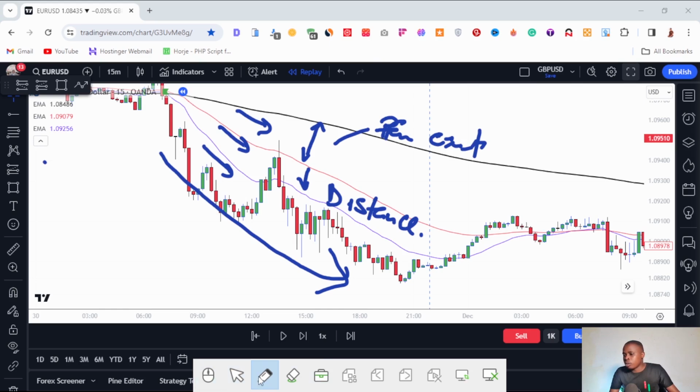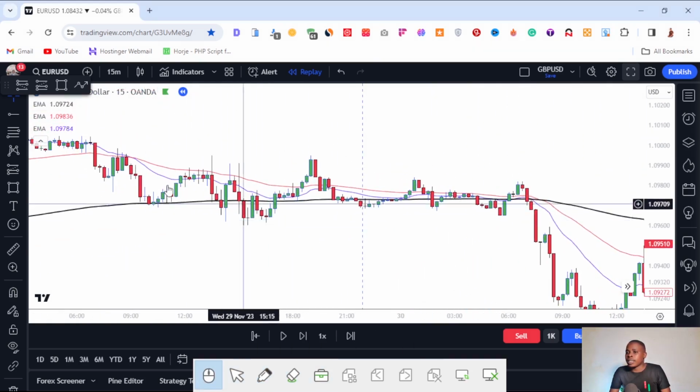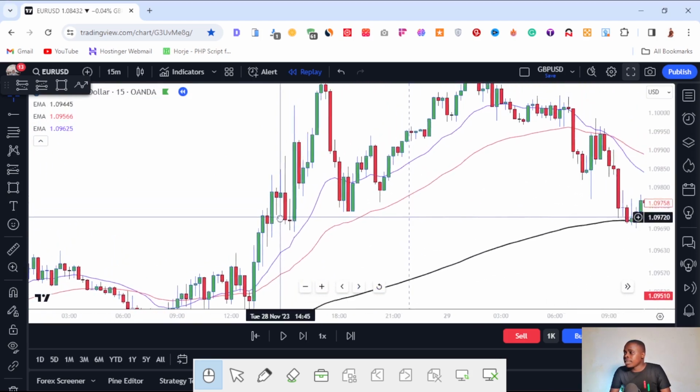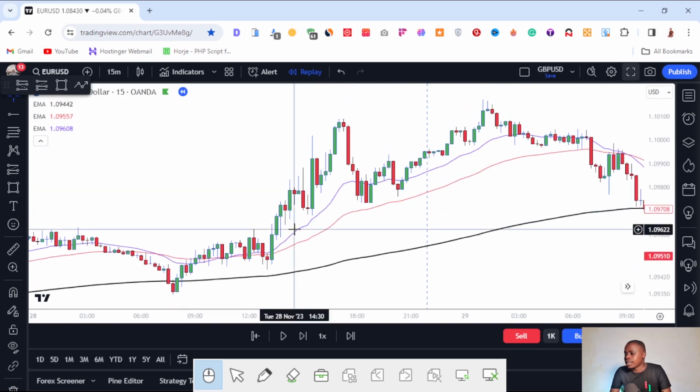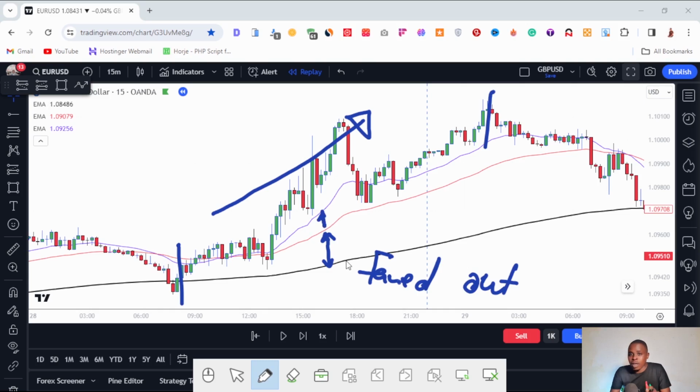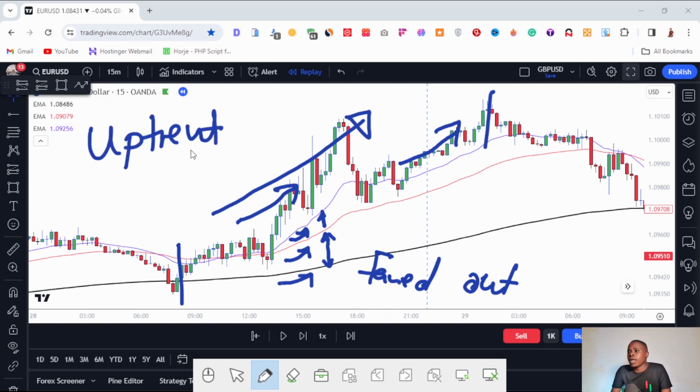Let me show you one more example of this. If we look into this market right here, you are also going to see that this is the same thing that happened, right? This market is in a strong uptrend. We can all agree, right? From this point right here to this point, this market was pushing to the upside. And what was happening between the indicators? Number 1, they were fanned out, which means there was distance between the moving averages. They were also moving in the same direction. And for the most part, price was above all the 3 moving averages, signaling an uptrend. This is called an uptrend, right?